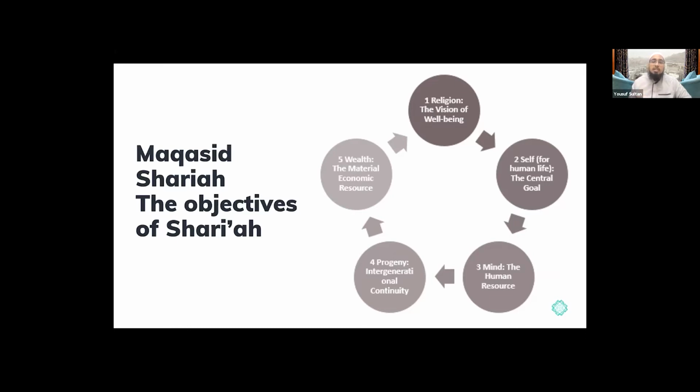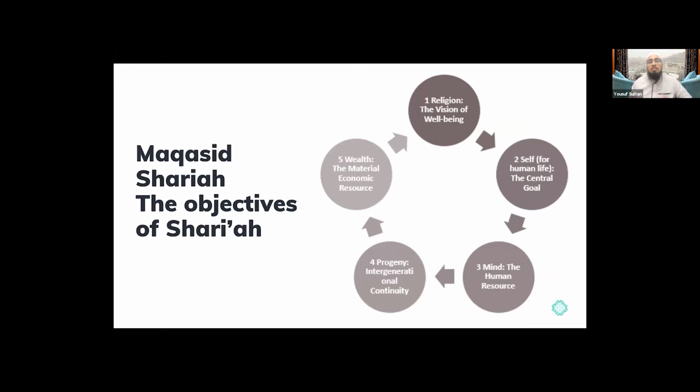The first one is hifzul iman, the protection of one's belief, or in other words religion, which is the vision of the well-being of a human being. Then hifzul nafs, the protection of self or life, the human life, which is the central goal of all the other visions. Then the protection of mind, hifzul aql, because that's what makes us unique from other animals. Then hifzul nasl, or protection of progeny.